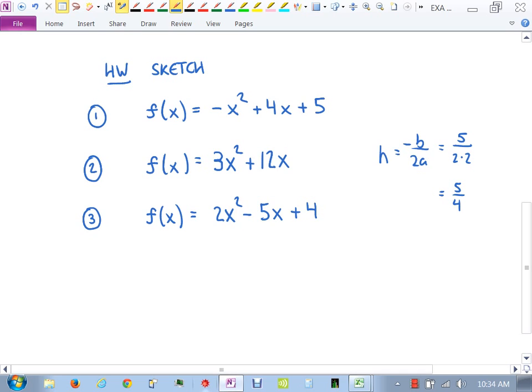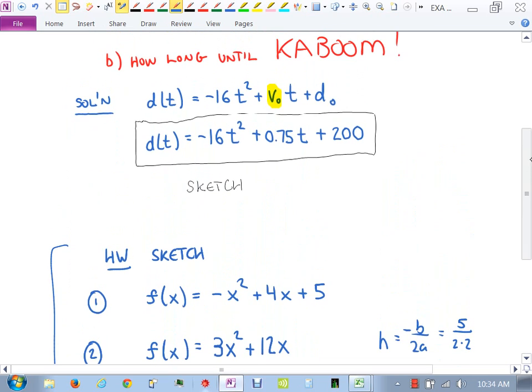Make it a decimal before you go plug it in, because now you have to get k, which means you have to plug it in the function. Make it a decimal. Use your calculator to figure out k. All right? So this is 1.25. So please do that homework and absolutely do that quiz problem.